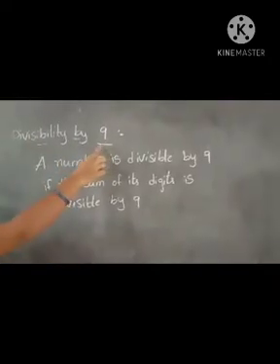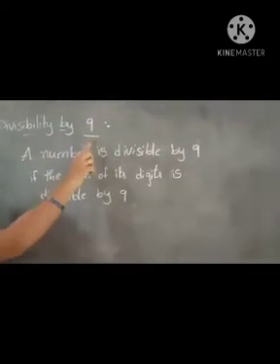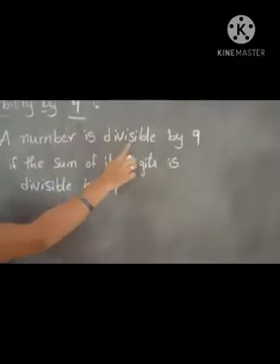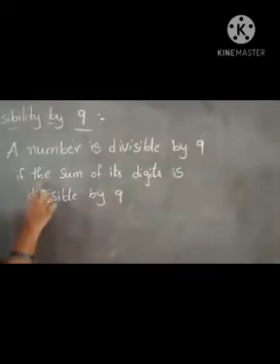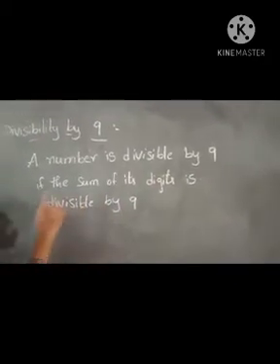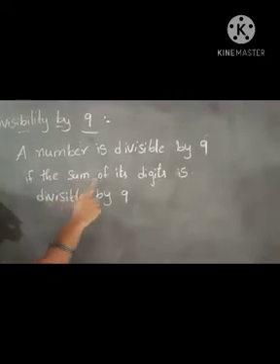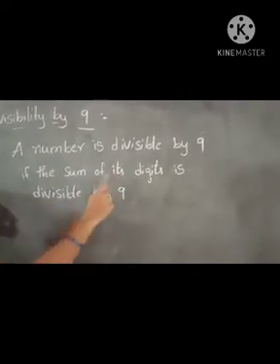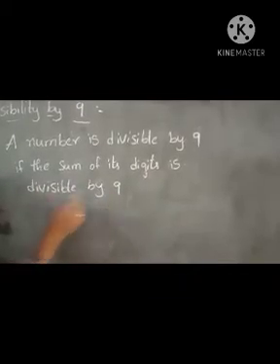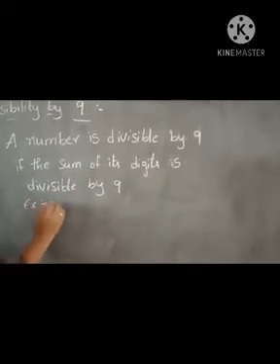Now, divisible by 9. The rules for 9 and 3 are similar. See, children, a number is divisible by 9 if the sum of its digits is divisible by 9. See here, if the sum of its digits is divisible by 9. Once see the example, it will be very clear.